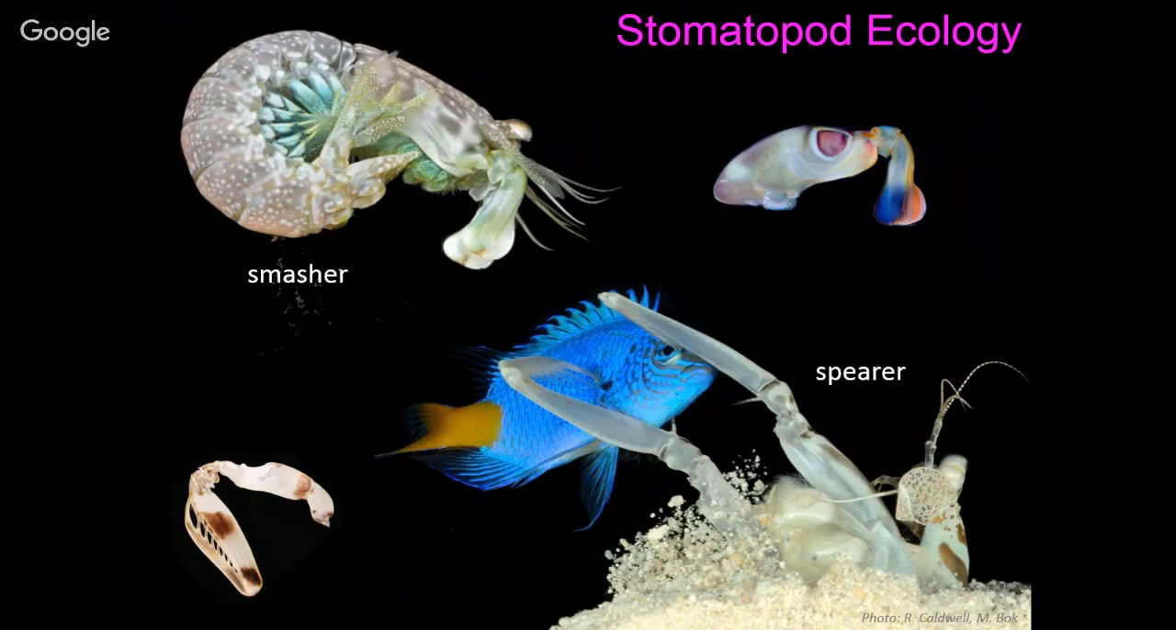That Lysiosquilina, that really big shrimp that I showed you, catches soft-bodied prey. So these are spearers. So they have raptorial appendages with spines on them. And so they will come bursting out of that burrow to catch things as they swim overhead.